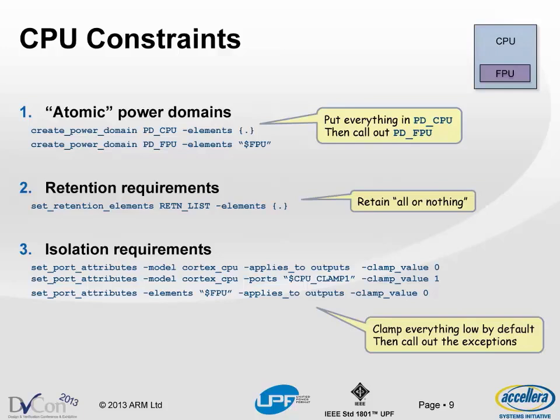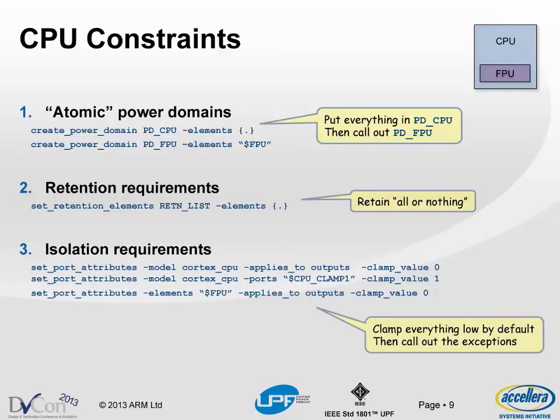So once you put everything in create PD CPU, we then pull out the floating point unit. And I've not bothered to give instance names. Excuse me, I've just used a variable here for clarity. So pull out all of the elements that comprise the floating point unit. Then I wanted to constrain the retention, taking a simple approach here and saying everything or nothing must be retained. So that means don't try and do selective retention.